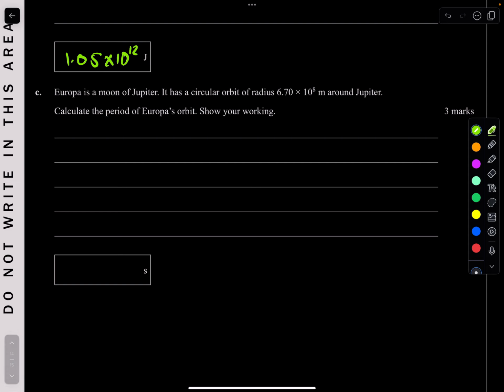Question C. Europa is a moon of Jupiter. It has a circular orbit of radius this around Jupiter. Beautiful. Calculate the period of orbit of Europa. Beautiful, nice and easy. So this is an application of Kepler's law. So I'm just going to pull out the Kepler's law formula. So Kepler's law formula is right over here. I'm just going to write it down.